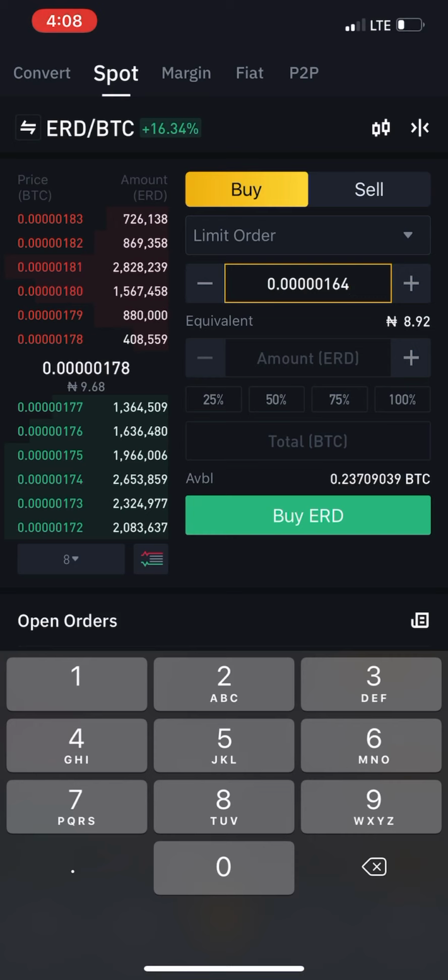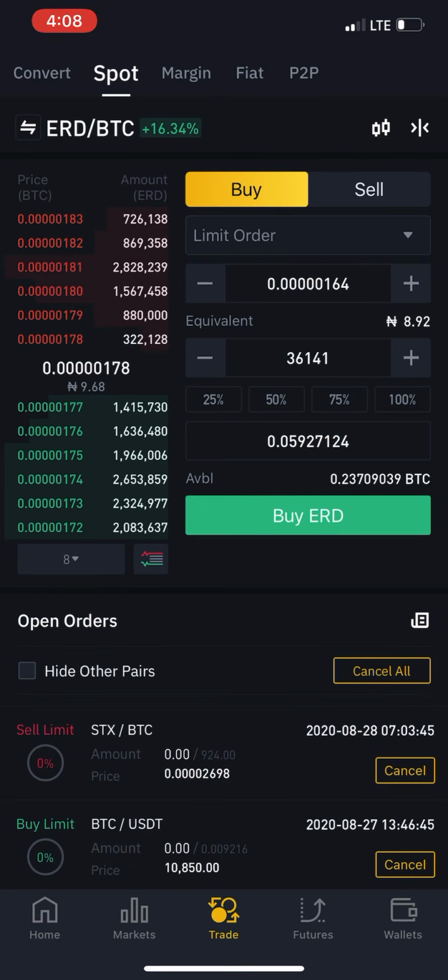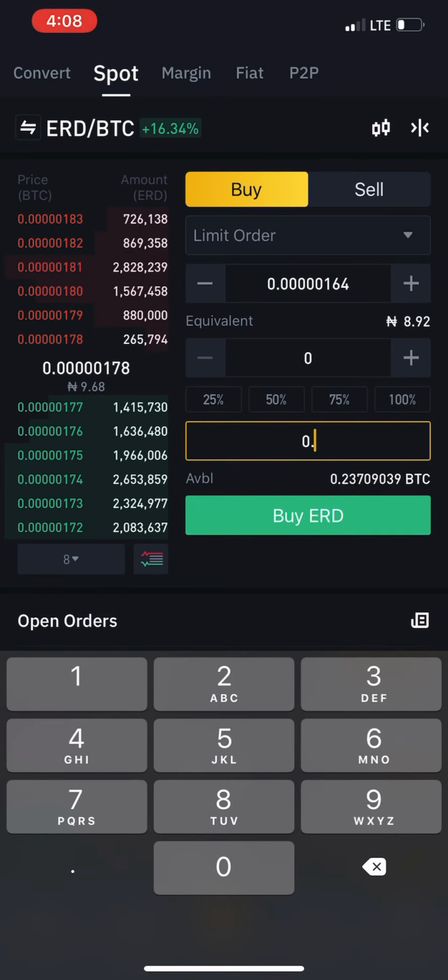So as you credited the account with $100, here if you click $25, the system is going to use $25 to buy for you. But since you are using $50, if you click 50%, the system will now use $50 to buy for you. So once you put in the amount and click 50%, if you click buy, the system will now put the buy order in open orders. Are you getting my point?